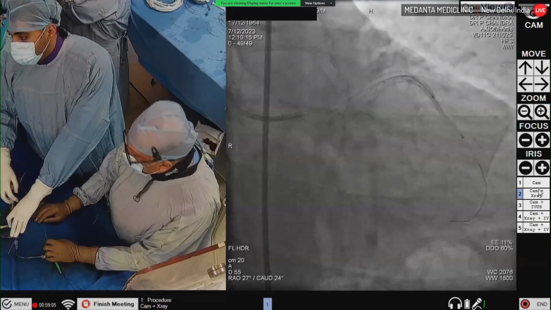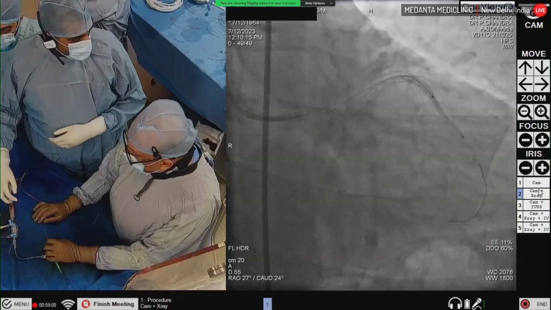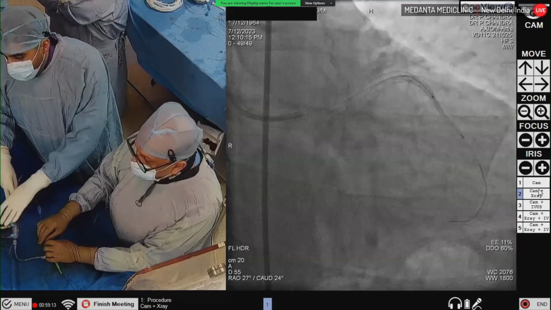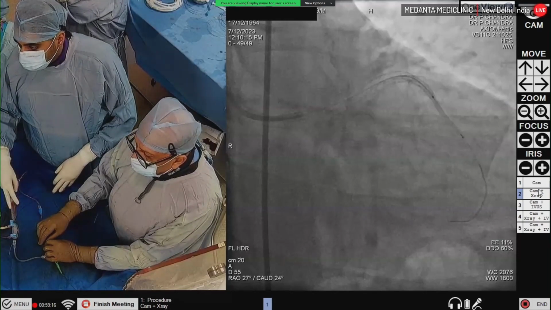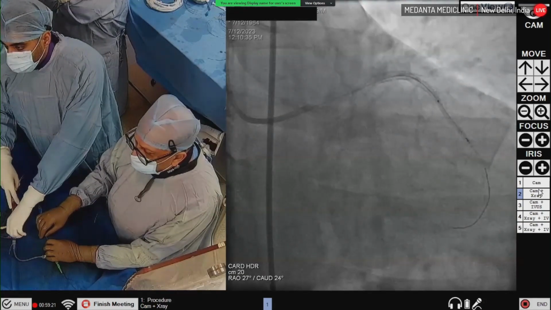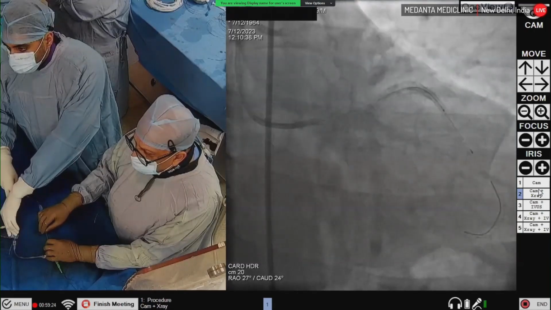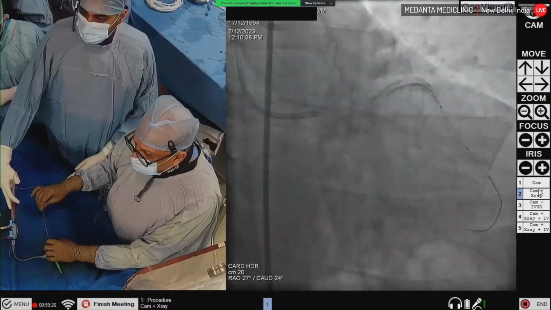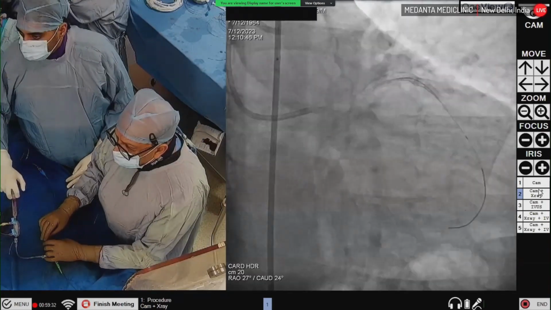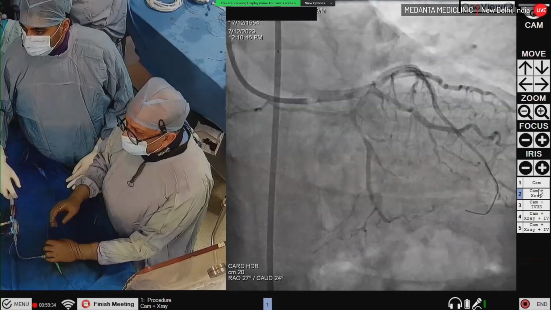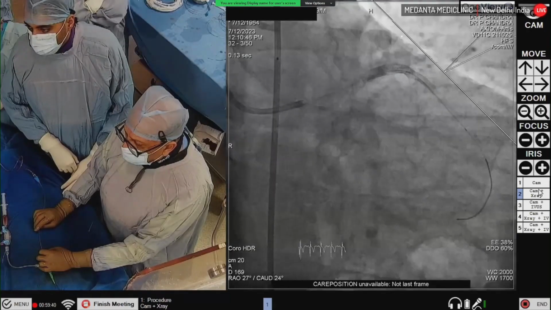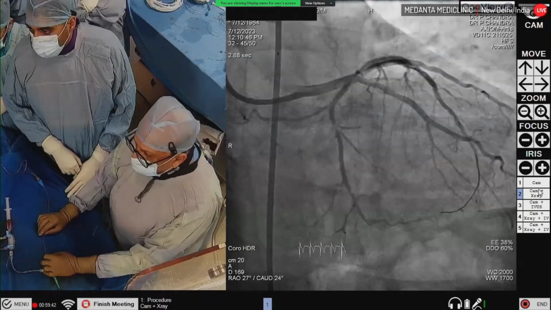So 1 minute 40 seconds, another 20 seconds, and we will stop. Deflate. So this is 2 minutes of inflation with this solution SLR 2 into 2.25. Let's see how it looks. This looks absolutely perfect. There is no dissection, there is no residual, and the vessel looks very, very nice.